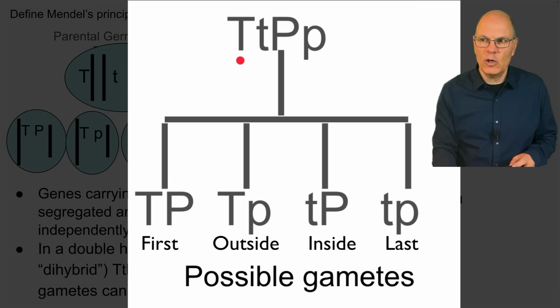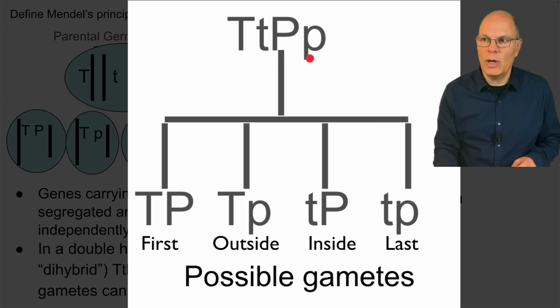So you take the first one, big T, big P. You take the outside one, big T, little p, that's over here. Then you take the inside one, little t, big P, that's over here. And then the last one, little t, little p.